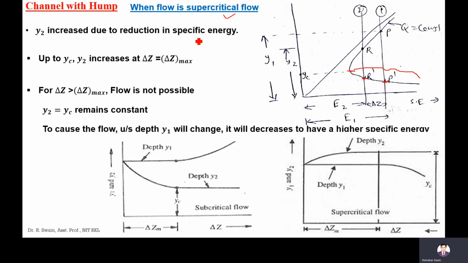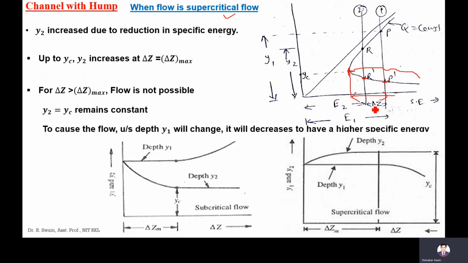Y2 increased due to reduction in specific energy, up to Yc. Y2 increased up to delta Z equal to delta Z maximum. If you provide this, this will be your delta Z maximum, and this will be your maximum flow depth at section 2. That is the critical flow depth. After that, what will happen?